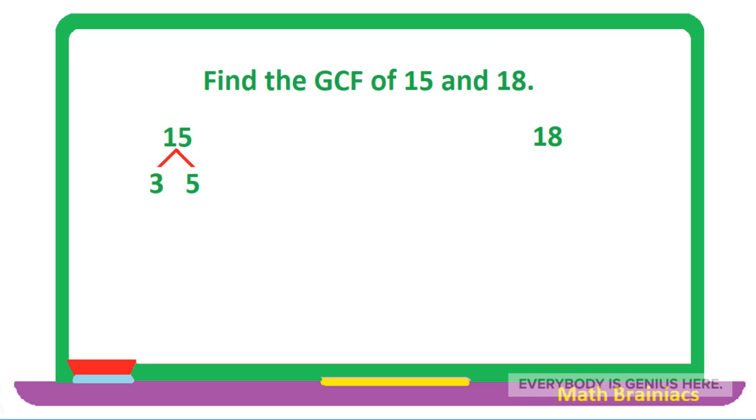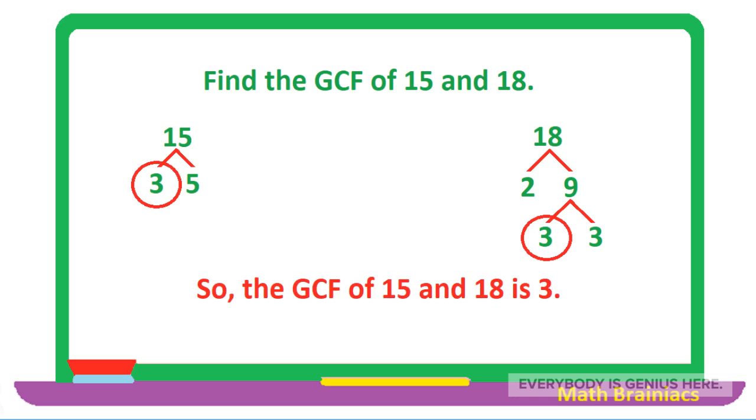The factors of 15 are 3 and 5, and these are prime numbers already because you cannot multiply them anymore except by themselves. While the factors of 18 are 2 and 9. 2 is a prime number already, while 9 has factors of 3 and 3. And 3 and 3 are prime numbers already. Accordingly, the common factor of 15 and 18 is 3. Since there is no other common number except 3, the GCF of 15 and 18 is 3.